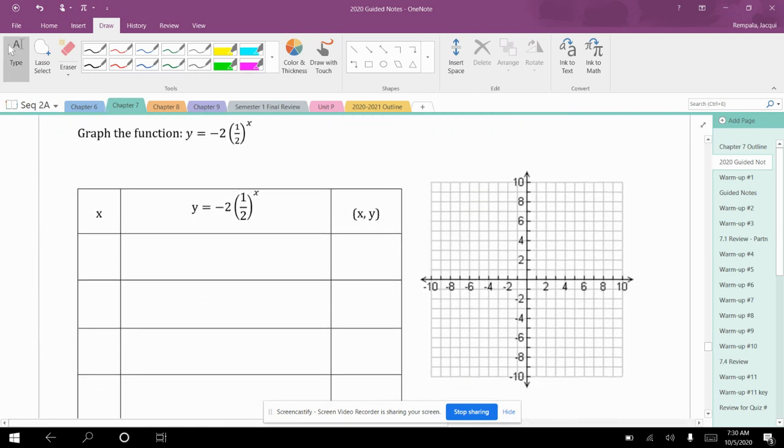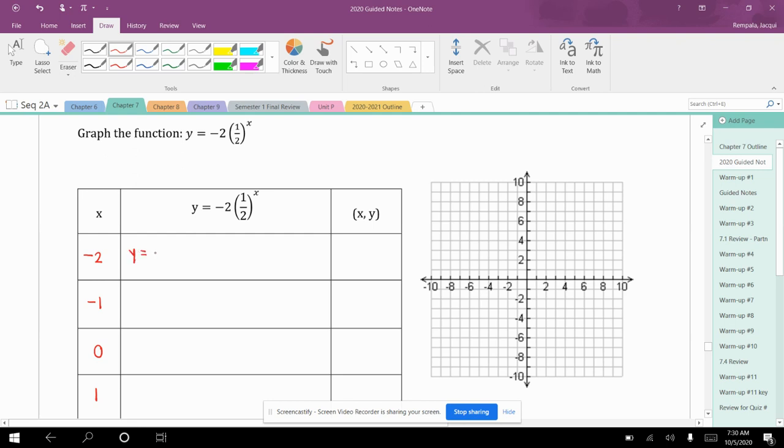We're going to graph the function y equals -2 times 1/2 to the power of x. Once again, we want to pick some numbers that are going to go in as our exponents. We want to pick numbers that are surrounding 0. So I'm going to pick a couple of negative numbers again. I'll pick 0 and I'll pick then +1.